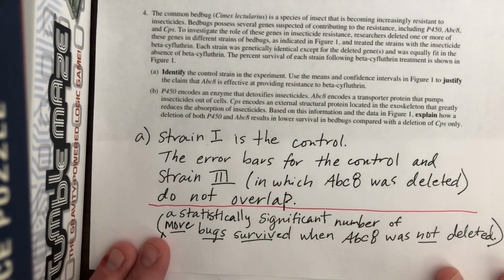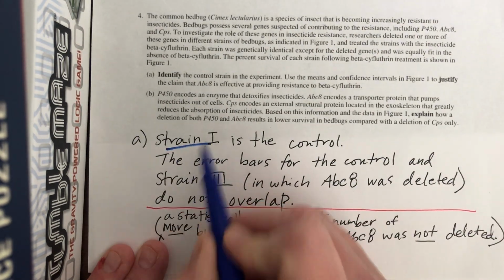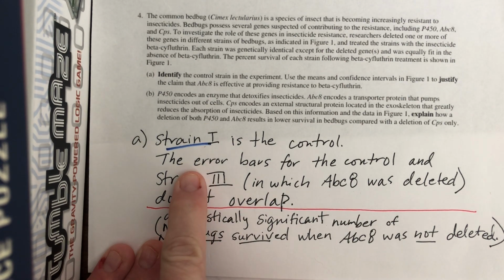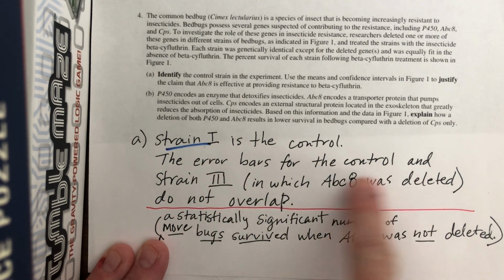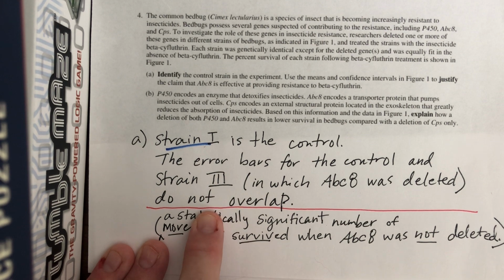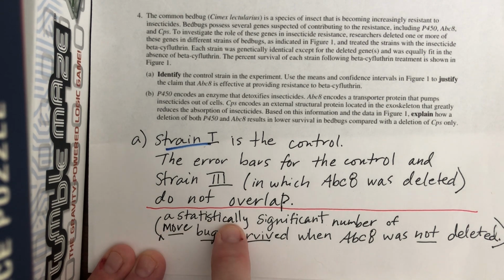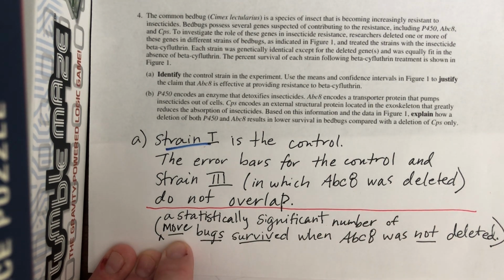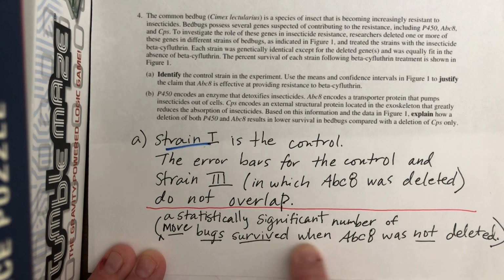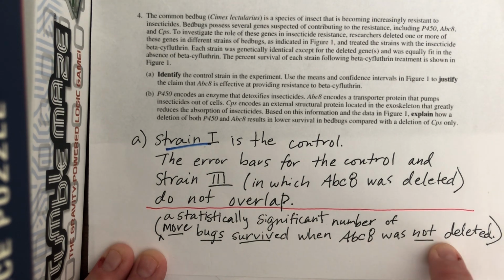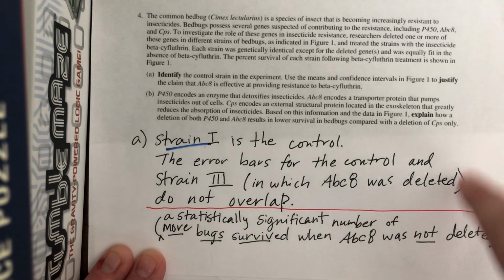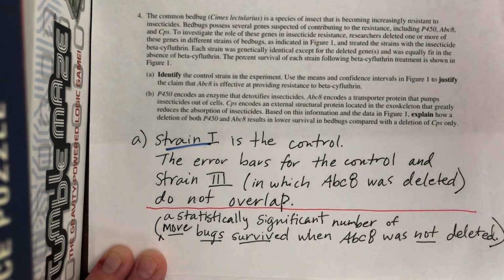For part A, strain 1 is a control. You get 1 point for that. Then you get 1 point for saying the error bars for the control and strain 3 do not overlap. You could also say, instead of that, there is a statistically significant number of more bed bugs surviving when ABCA was not deleted. So either one. Don't have to have both of those, but that's part A.